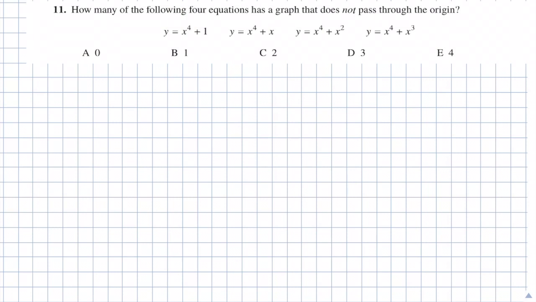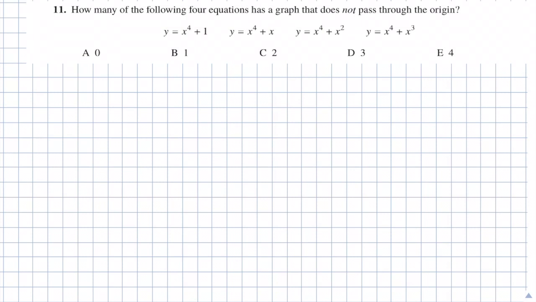Hi guys, welcome to this UKMT Senior Maths Challenge video, and today we are looking at questions 11 to 20 from the 2018 exam. Question 11. How many of the following four equations has a graph that does not pass through the origin? We've got answers as A is 0, B is 1, C is 2, D is 3, and E is 4.